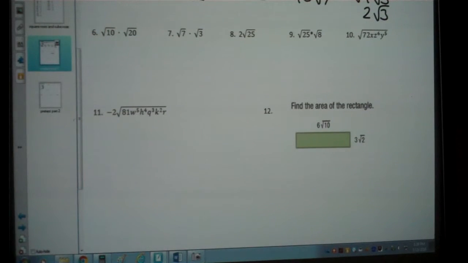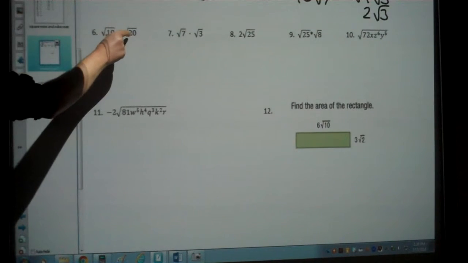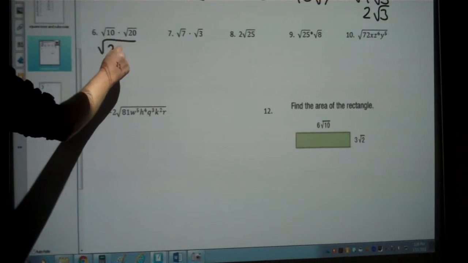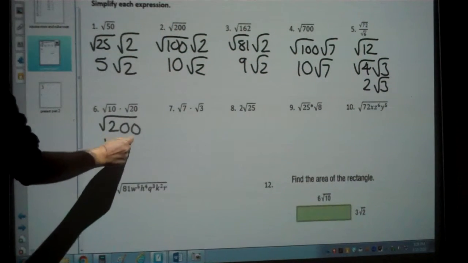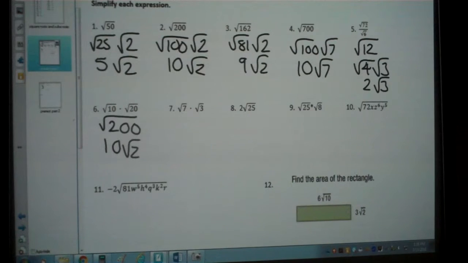Now on question 6, there is a couple of different ways we can do this question. In general, to make sure it works for every question, I'm just going to times the two numbers together, which gives me the square root of 200. And I already explained how to do that earlier, so I'm not going to go any further on that question.